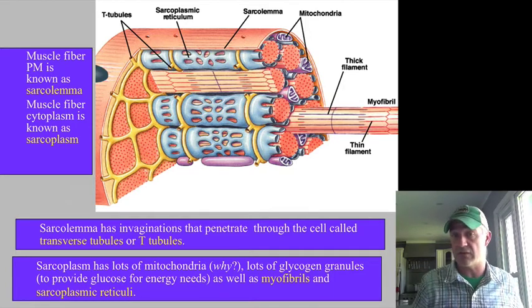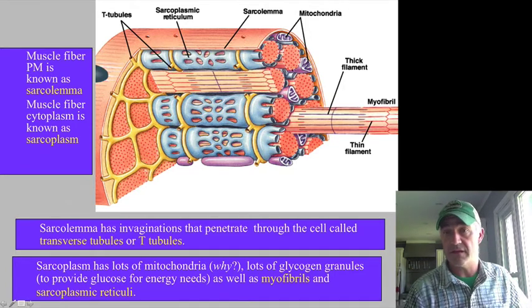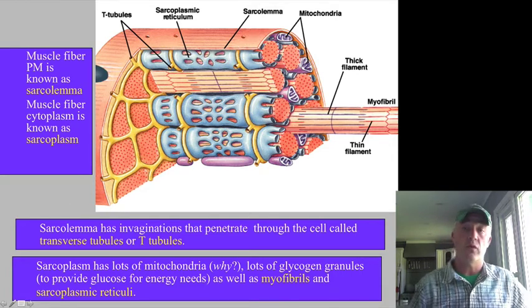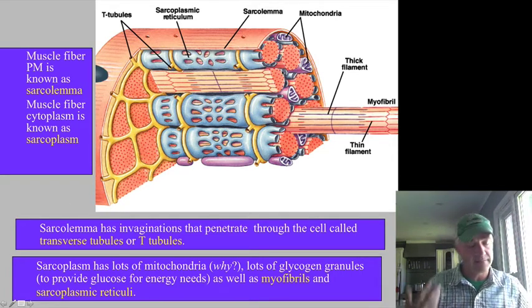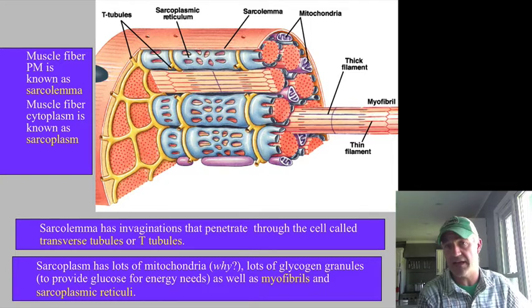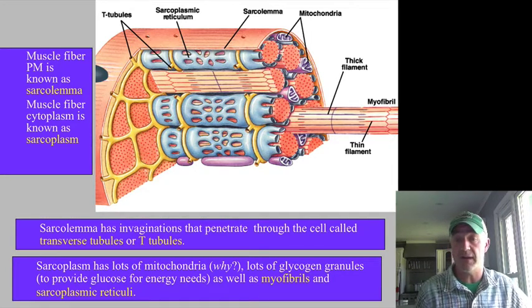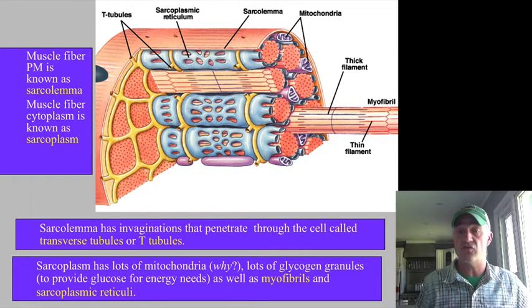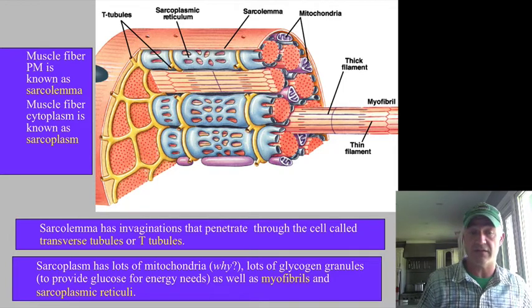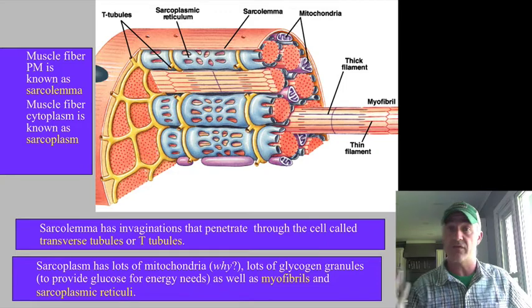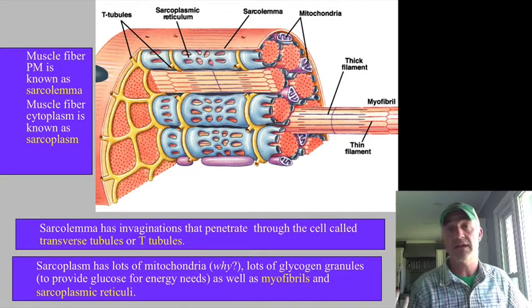So again, sarcoplasmic reticulum. The other thing we see in muscle cells is lots of mitochondria. We're going to talk about this later on, but contraction requires energy in the form of ATP, and mitochondria are responsible for generating that. There are also lots of stored nutrients, things like glycogen, in muscle cells to provide the energy source for those mitochondria to convert into ATP.